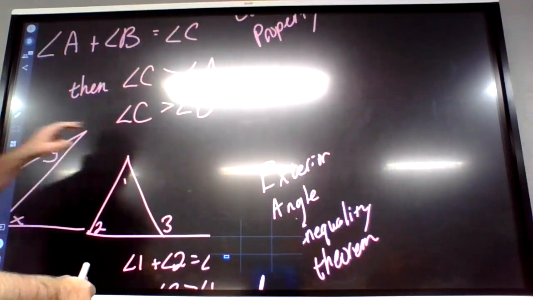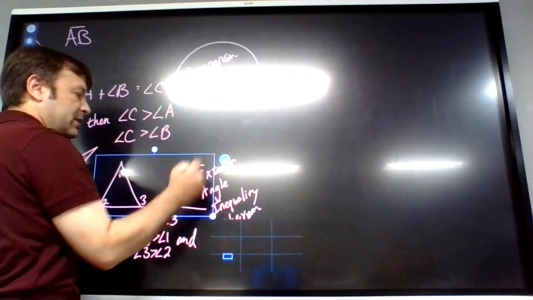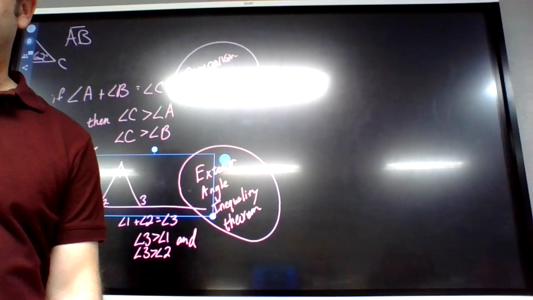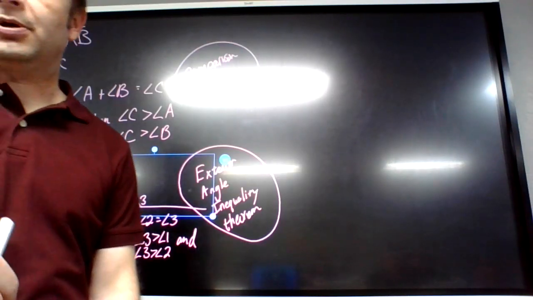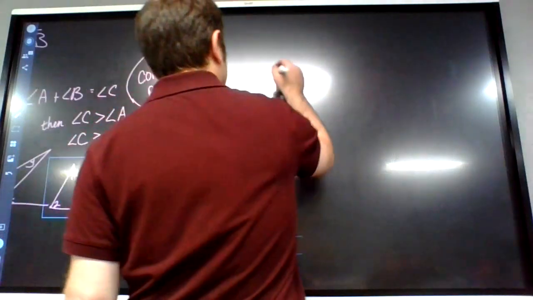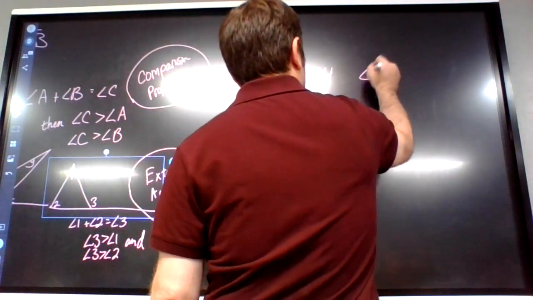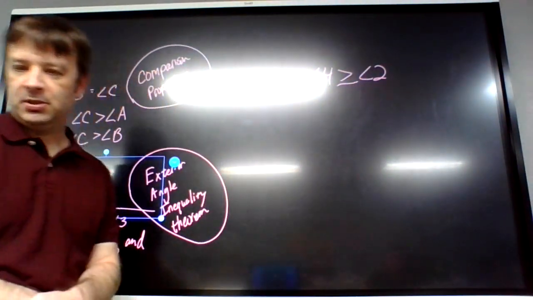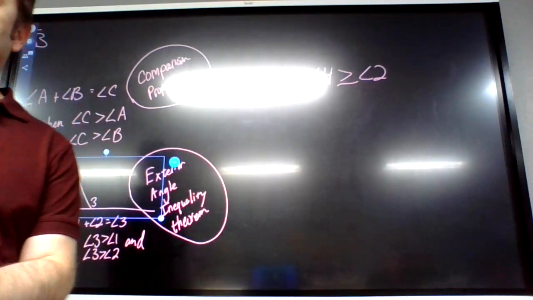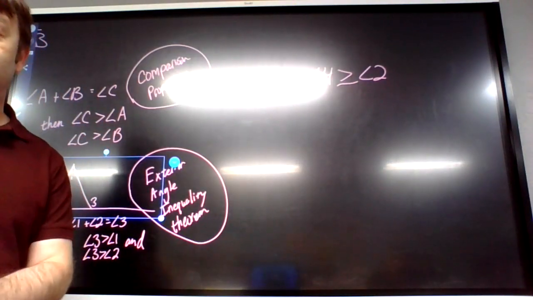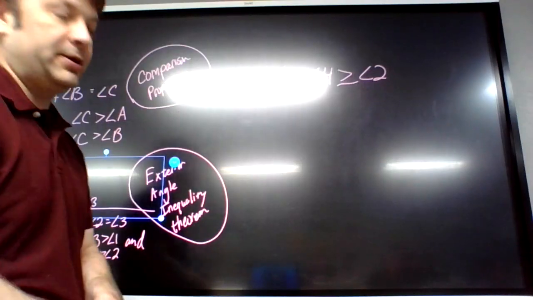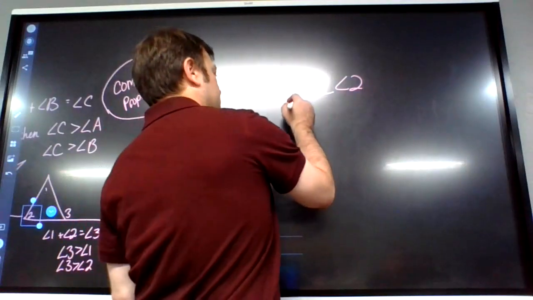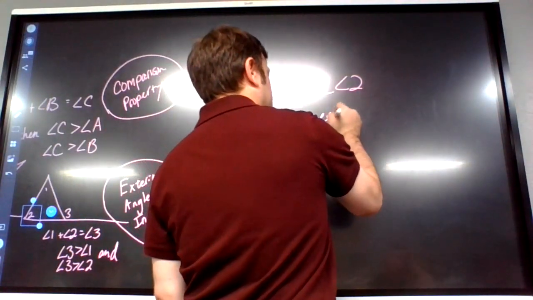So these are the two options for 14 through 18. On 15, first we have to say which one is bigger. Is angle 4 or angle 2 bigger? So you have to put a greater than symbol. Remember, the mouth wants to eat the bigger one. Angle 4 is bigger, and what theorem or property states that's true? It's the exterior angle. It's basically this picture. This is bigger than this. Exterior angle inequality theorem. It's kind of a mouthful.